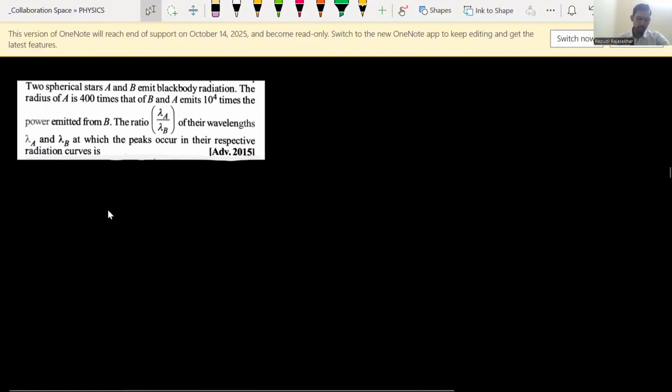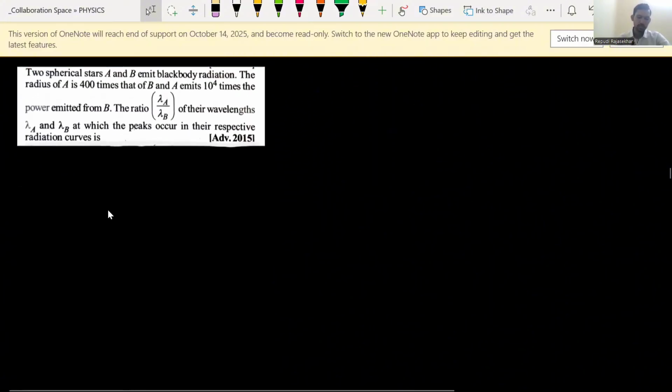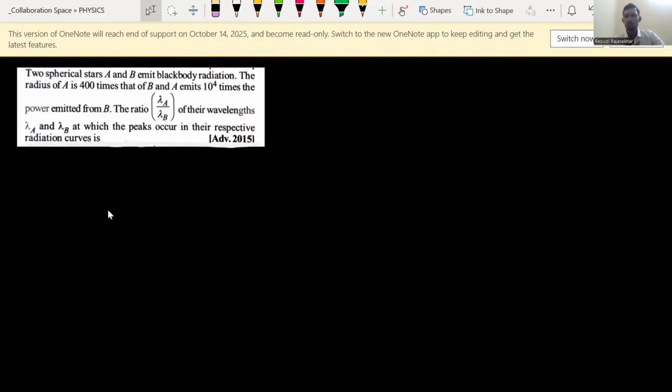That is why I told in the class, thermal properties, thermodynamics and KTG are scoring. A little bit of calculation only, the rest everything is easy. Not very heavy chapters like rotational motion, fluids. It is not like that, they are simple chapters. You can score well. Right, this is a 2015 advanced question.